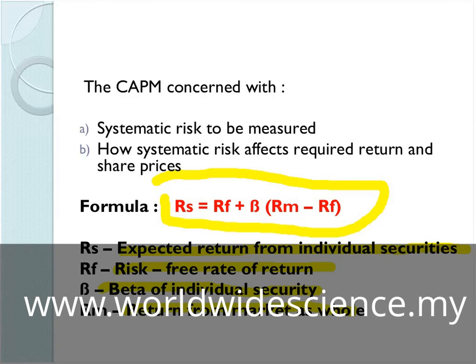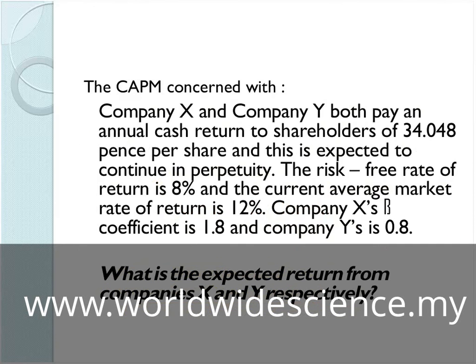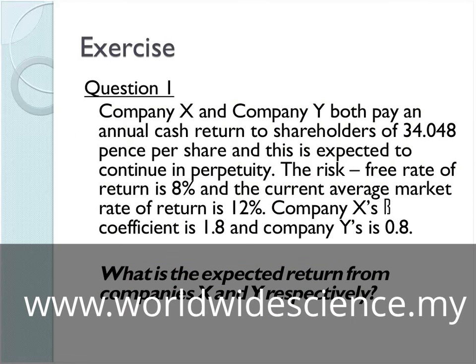Let's see here, we have some practical exercises on how we can use this formula to get a price for our shares. Here is question 1. Company X and company Y both pay an annual cash return to shareholders of 34.88% per share, and this is expected to continue in perpetuity. The risk-free rate of return is 8%, and the current average market rate of return is 12%. Company X's beta coefficient is 1.8, and company Y's coefficient is 0.8.